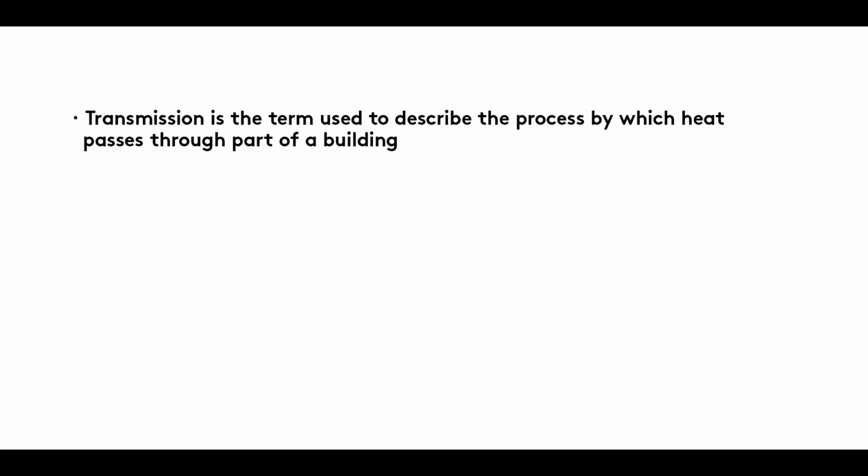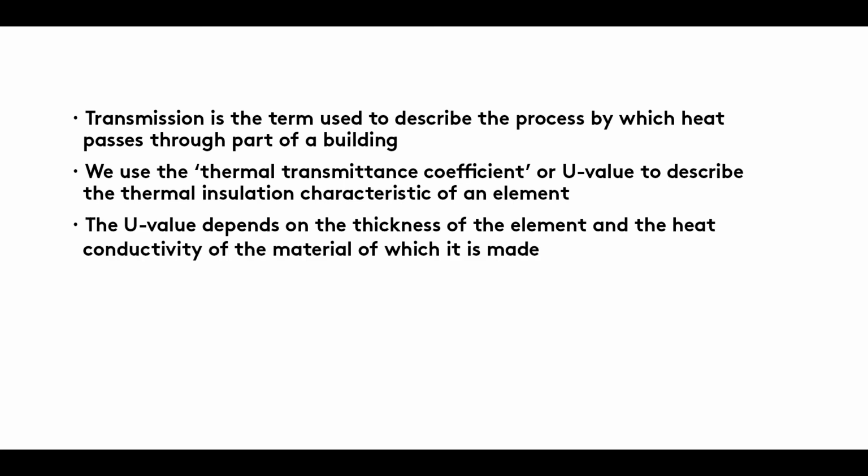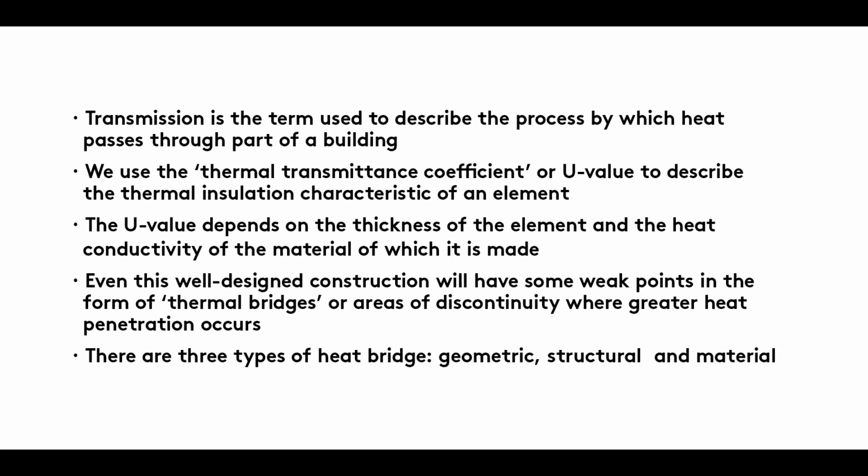Summary. Transmission is the term used to describe the process by which heat passes through part of a building. We use the thermal transmittance coefficient, or U value, to describe the thermal insulation characteristic of an element. The U value depends on the thickness of the element and the heat conductivity of the material of which it's made. Even this well-designed construction will have some weak points in the form of thermal bridges or areas of discontinuity where greater heat penetration occurs. There are three types of heat bridge: geometric, structural, and material.